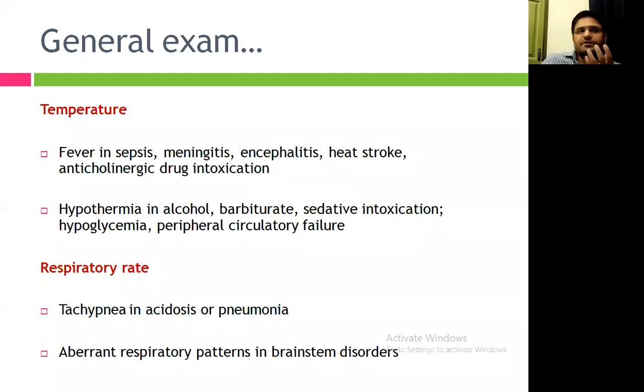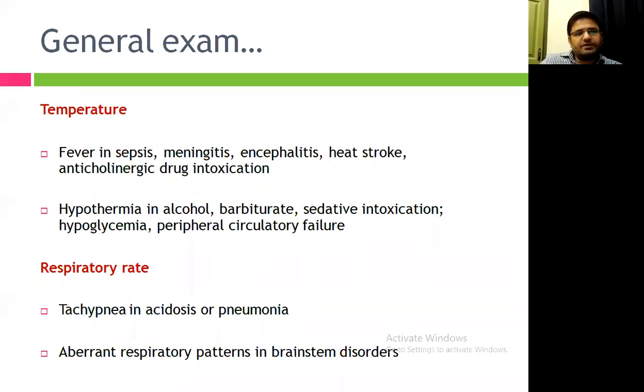High temperature occurs in sepsis, meningitis, encephalitis, heat stroke, which is very common nowadays, and anticholinergic drug intoxication, usually in those people who are working in the farms. Hypothermia occurs in alcohol, barbiturate, and sedative intoxication, severe hypoglycemia, and of course in myocardial infarction, which usually presents with cold peripheries and peripheral circulatory failure.